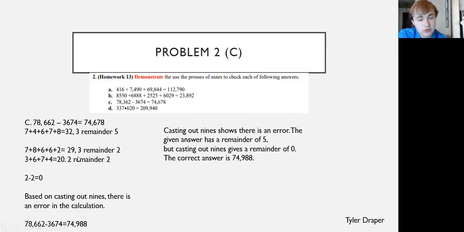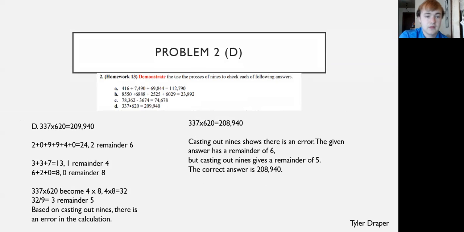Same for the next one. You get a remainder 2. So we find that we have a remainder of 0 on the left and a remainder of 5 on the right. There's a problem. We see that there's an error in the calculation, and we determine the real answer should be 74,988. That one is wrong in the given. We find that there's a remainder of 5. We see there's no remainder on the left, and the correct answer is 74,988. Last problem here, we're going to do multiplication.